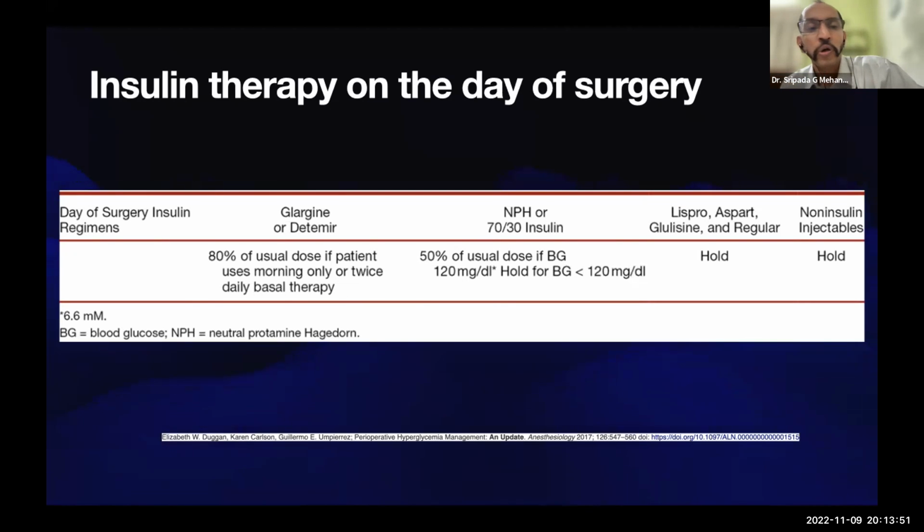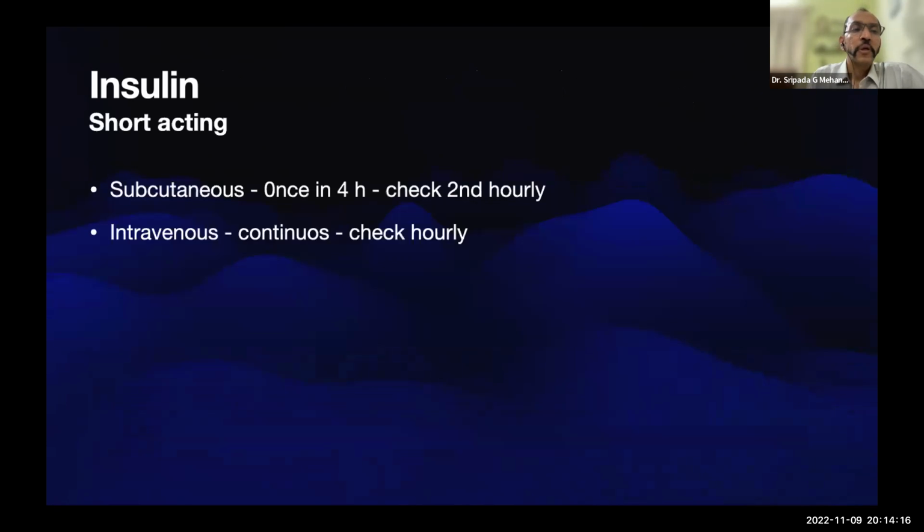Nowadays, we have glargine or detemir available. So if a patient is already on it, it is easy to give 80% of the usual dose at the regular time. If you are using NPH or 70-30 insulin, you can give 50% of the usual dose. If the blood sugar is less than 120 milligrams per deciliter, hold the dose. You can also hold back lispro and other longer-acting agents.